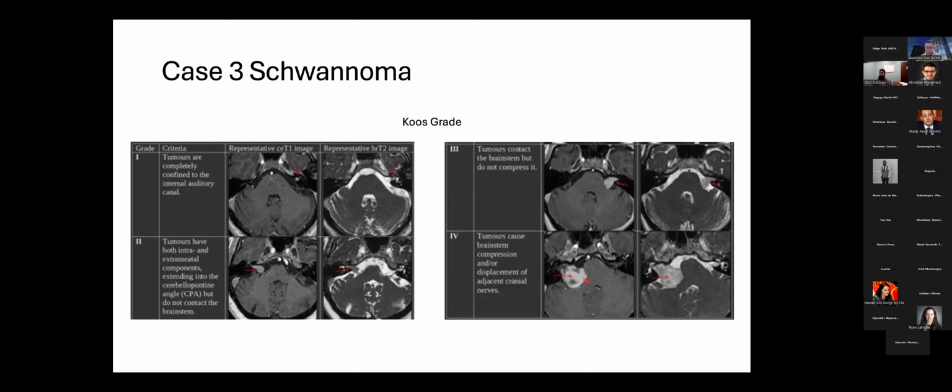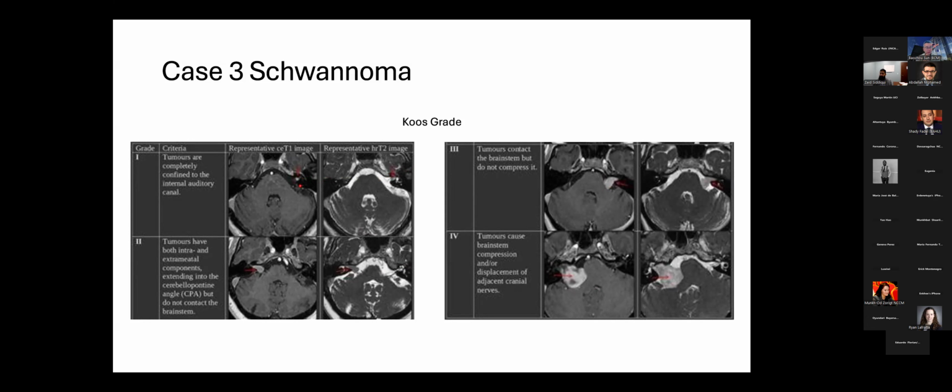Now, again, when we go back to the principle of considering surgery first, this Coos grade 4 lesion does need to have surgery, generally speaking, but Coos grades 1, 2, and 3 may be treated appropriately by radiosurgery. I will also add that for Coos grade 1 lesions, observation is a very appropriate alternative. So not every patient with a Coos grade 1 lesion needs to have radiosurgery for treatment.